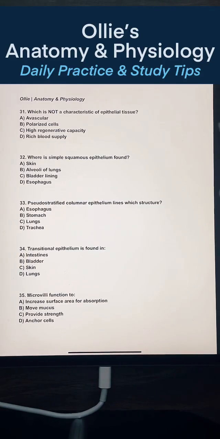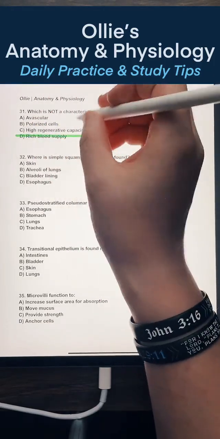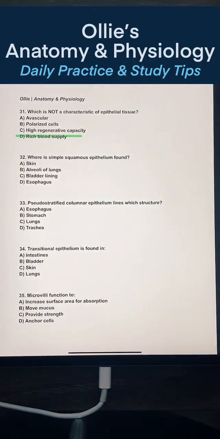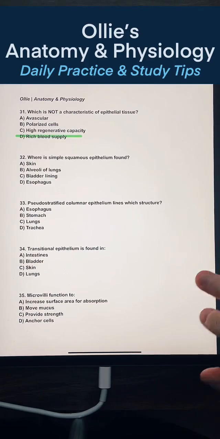Number 31. The answer is D. It does not have a rich blood supply. Epithelial tissue is avascular, meaning there are no direct blood vessels. Nutrients must diffuse from the underlying connective tissue.